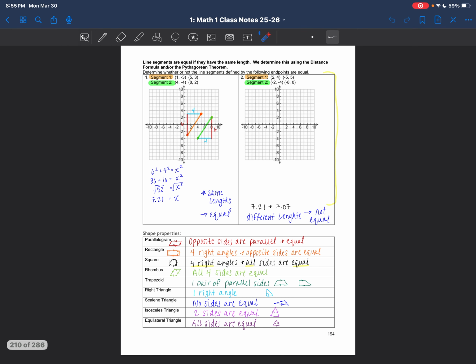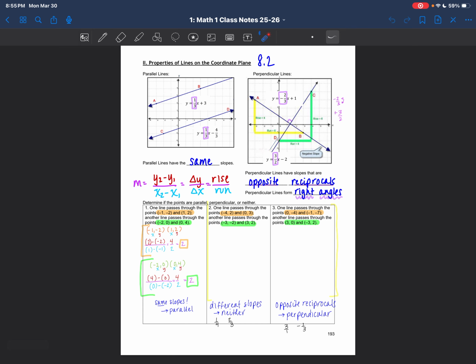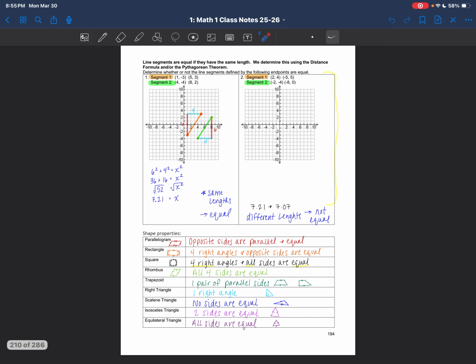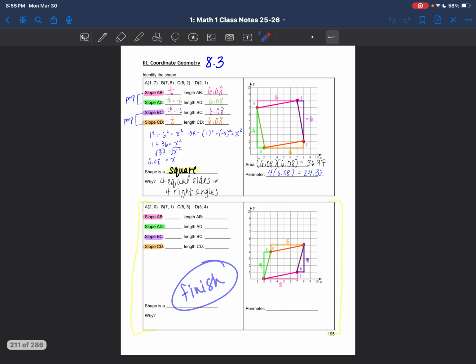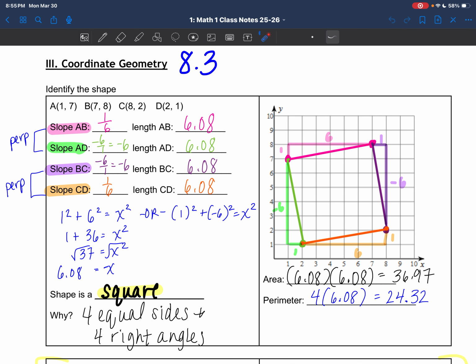All right, today we're going to build on what we did the day before, where we were finding slope and making shapes, and then we're going to use the vocab that we talked about before. But now we're going to put it all on a graph. What I did first was take all these 4 points and plot them on the graph.